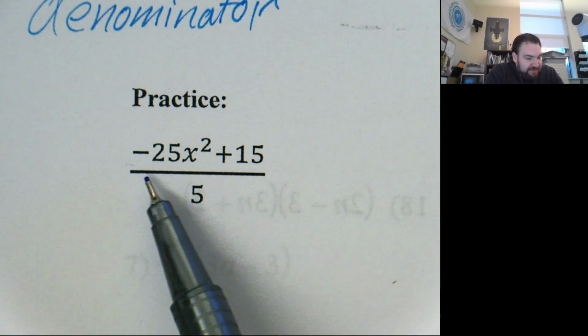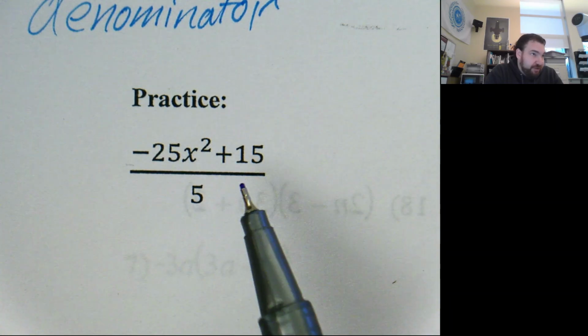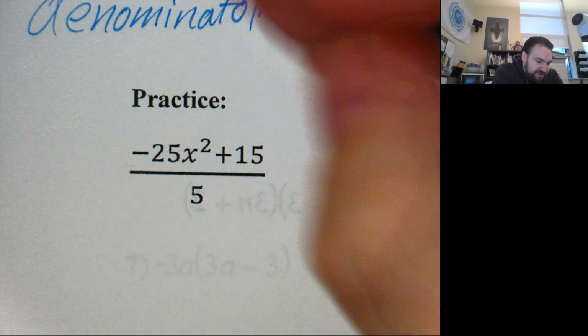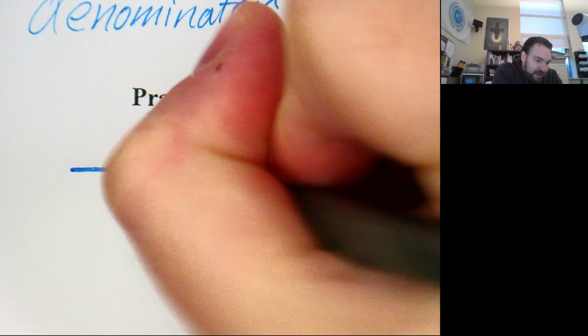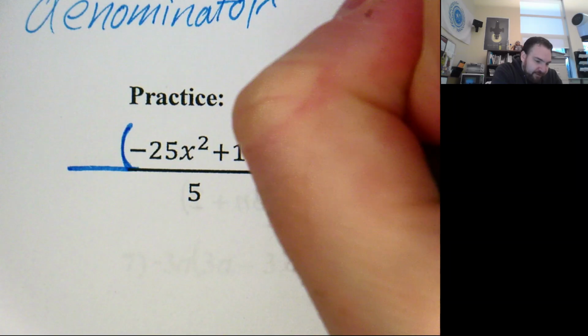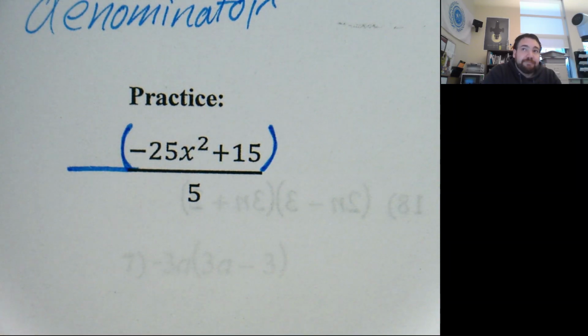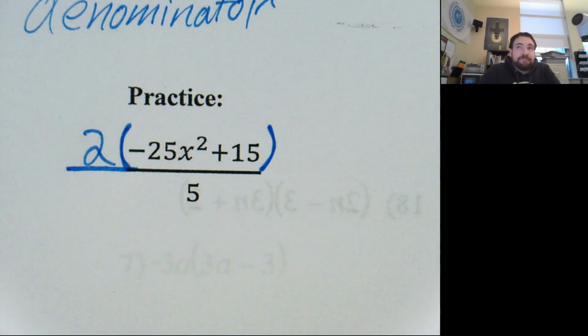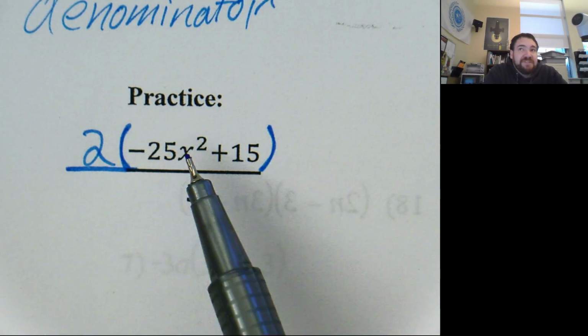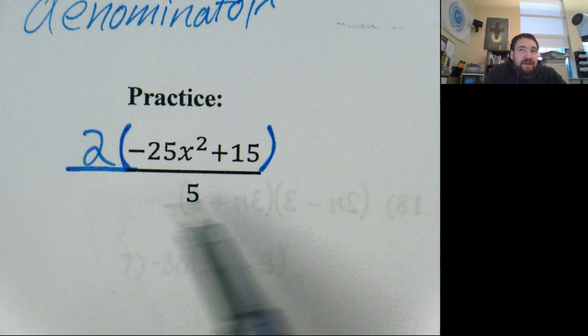I'm going to take this question, it's negative 25x squared plus 15, and I'm going to change the question. What we're going to do is extend this fraction. I want you to add brackets around the numerator, and we're going to put, I don't know, a 2 out front. So now what I've done here is I've changed the question. Instead of negative 25x squared plus 15 divided by 5, I have 2 times something in brackets in the numerator divided by 5.